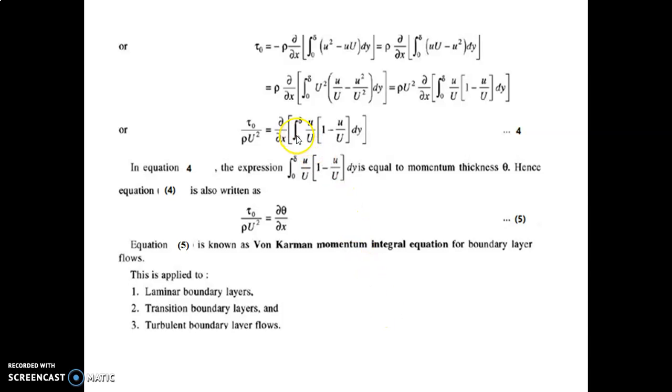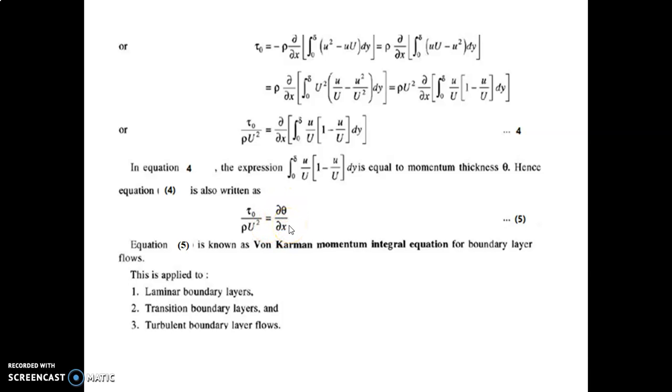After simplification, we find the final value tau naught equals rho U squared, del upon del x, integration of 0 to delta, small u upon capital U into 1 minus small u upon capital U, dy. This is another very important parameter which I have already discussed in my first lecture. This is called the momentum thickness, denoted by theta. Now equation 4 becomes tau naught upon rho U squared equals del theta upon del x.